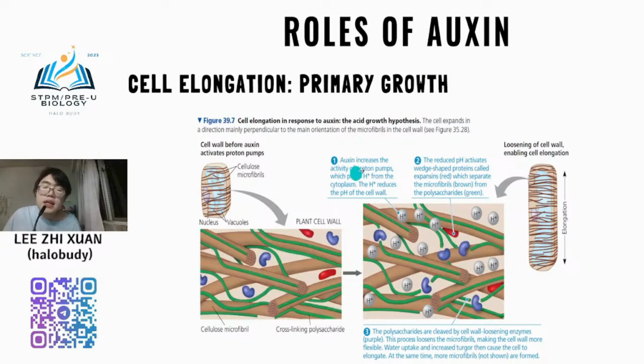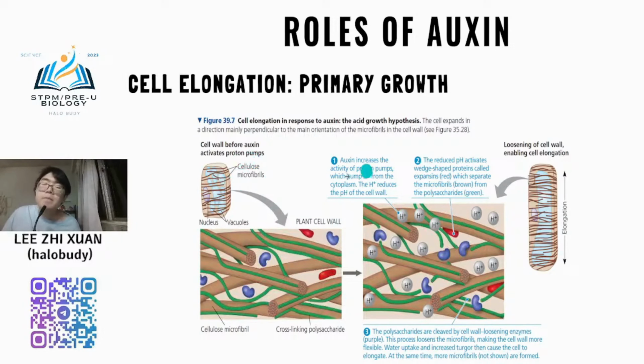Normally in cell elongation, the most challenging part of elongating the cell is the component of the cell wall. We know that the cell wall is very rigid, and it protects the plant cell. So elongating the plant cell is not very easy. You need to soften the cell wall first. You need to loosen the cell wall structure first.